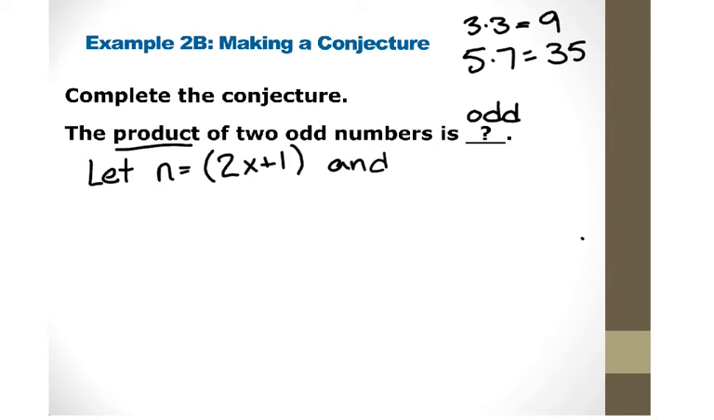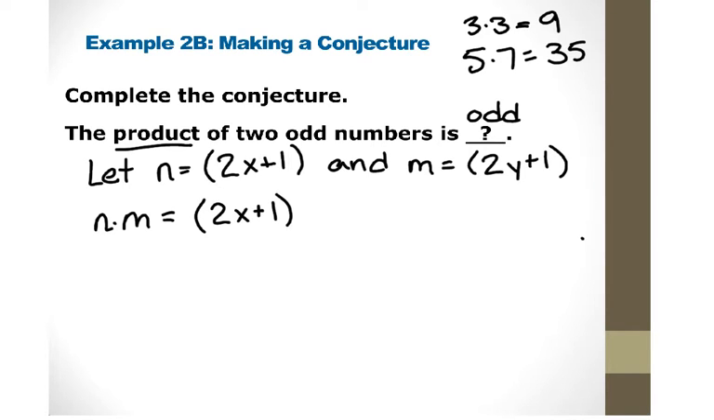And let's do another odd number because we need to multiply two odd numbers together to show that it is an odd number. Let's say m equals 2y plus 1. So another odd value. Now let's multiply these two things together. Let's multiply n times m, which is 2x plus 1 times 2y plus 1.